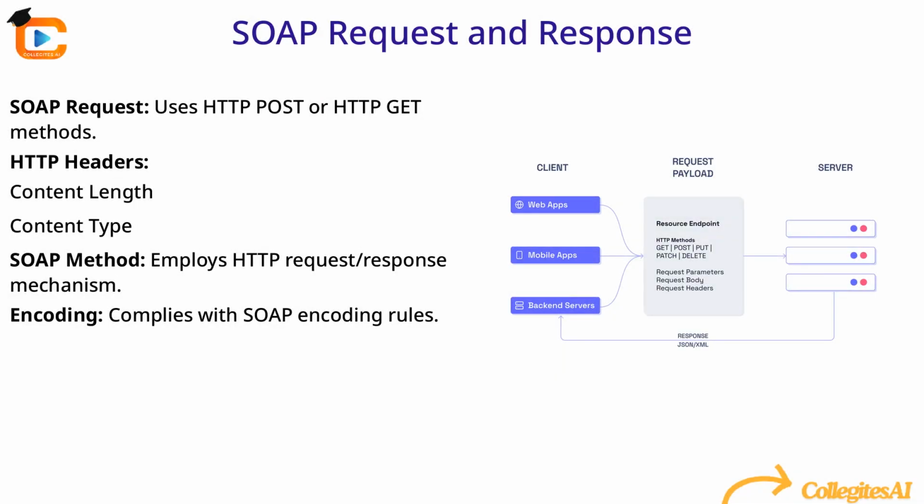SOAP communication involves a request-response mechanism. A SOAP request is typically sent using either the HTTP POST or HTTP GET methods. The HTTP POST method is commonly used for sending data to the server, while the HTTP GET method is used for retrieving data from the server. The HTTP request includes headers, such as content length and content type, which provide information about the message content.